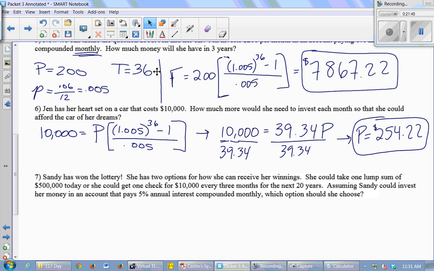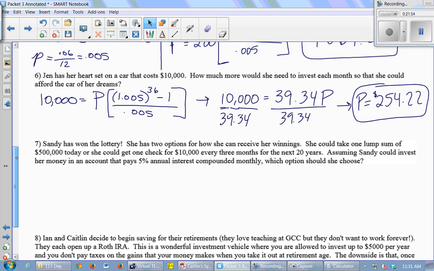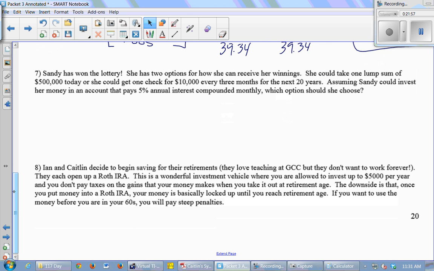All right, so moving on. Sandy won the lottery. She has two options for how she can receive her winnings. She could take one lump sum of $500,000 today, or she can get a check for $10,000 every 3 months for the next 20 years. Assuming Sandy could invest her money in an account that pays 5% annual interest compounded monthly, which should she choose?